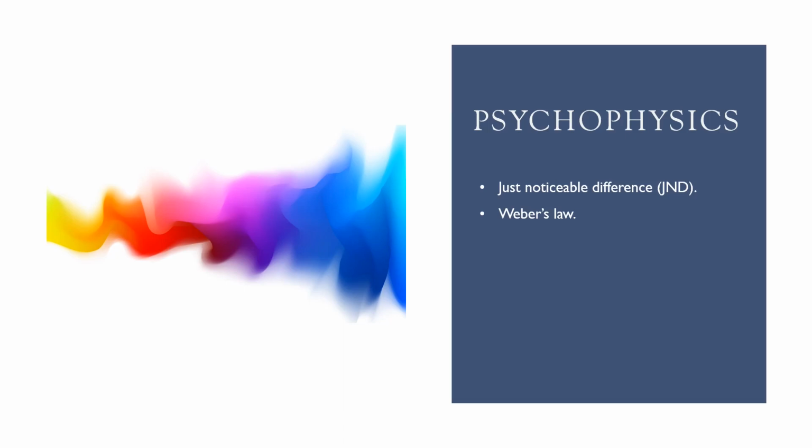Hello everybody, this video explains the concept of just noticeable difference and Weber's law. These are some fundamental concepts in the study of psychophysics, which aims to describe the relationship between physical stimuli and our perceptions of them. First, we will start with the definition of the term just noticeable difference.